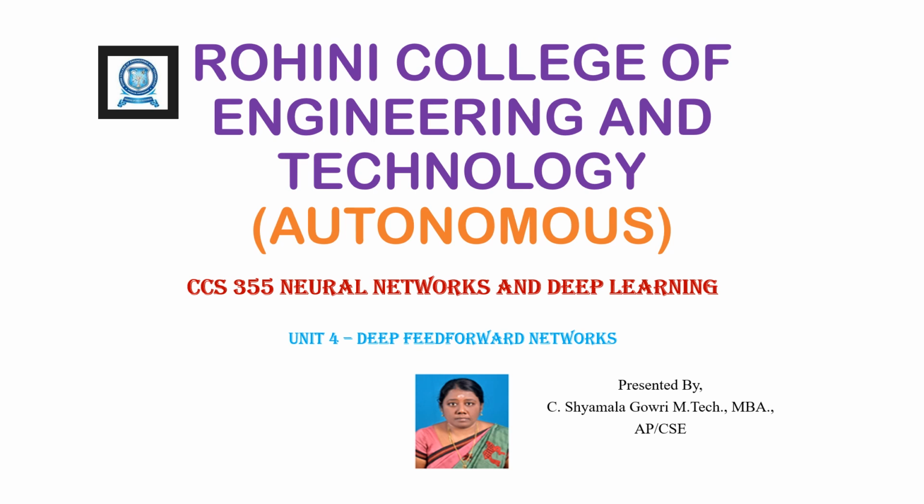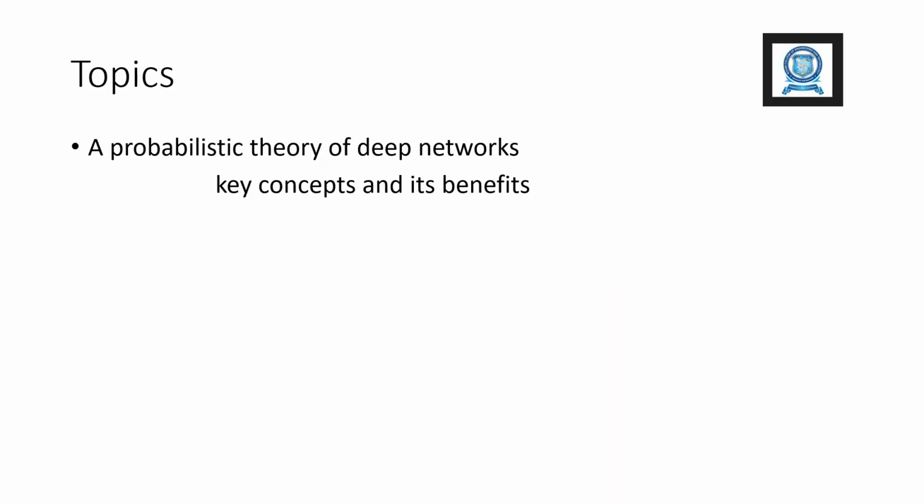CGS 355 Neural Networks and Deep Learning. Unit 4 Deep Feed Forward Networks. The topics covered in this presentation are a probabilistic theory of deep networks. Its key concepts and its benefits are explained.